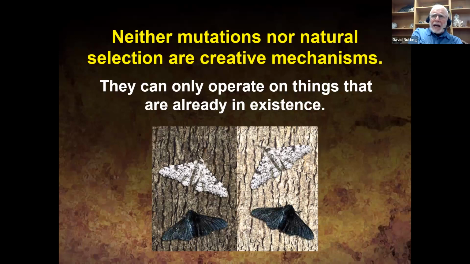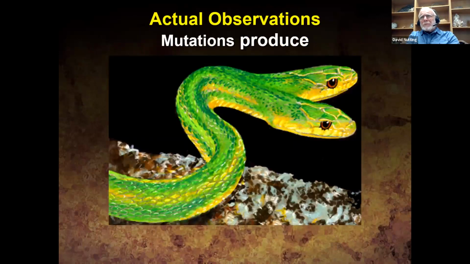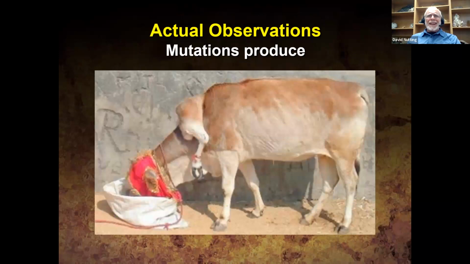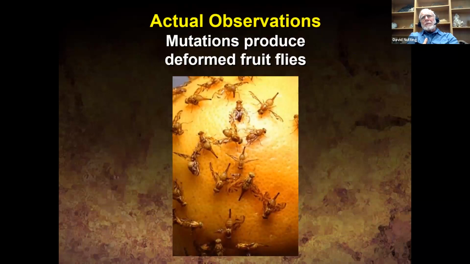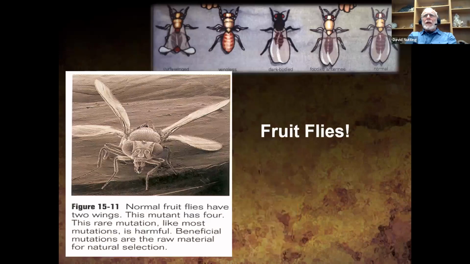Okay, so you have to have it there before you can even select for anything. But what do we see when we look at mutations? They might produce two-headed snakes. They can produce a cow with an extra leg. It's not going to help. And in many observations on fruit flies, what do you get? Fruit flies with deformed wings, shriveled up. They're not better. Not at all. And usually you find out that they can't fly sometimes.